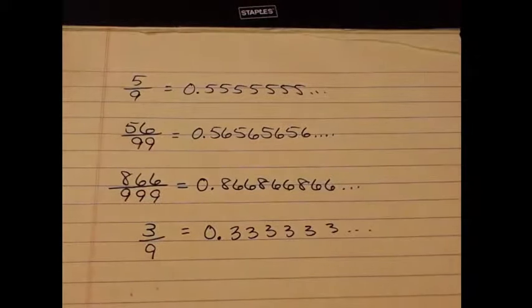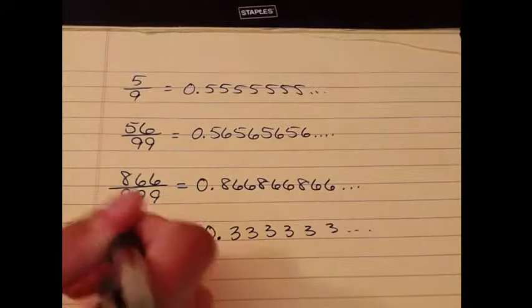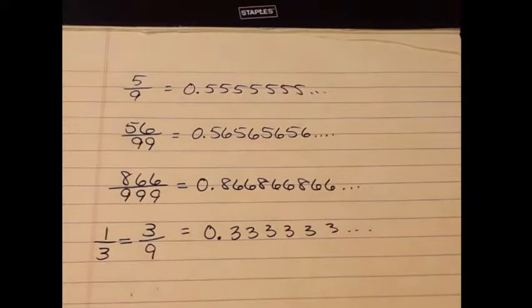And if you punch in 3 divided by 9, you'll get 0.3 repeating. Now, the only issue is we know 3/9 can actually be reduced. And now it's a common fraction that you've seen many, many times, and that's where it comes from. 1/3 is 3/9, and 3/9 is 0.3 repeating.